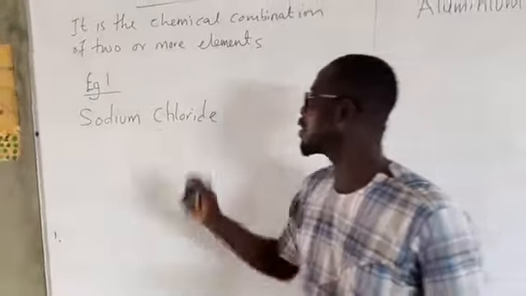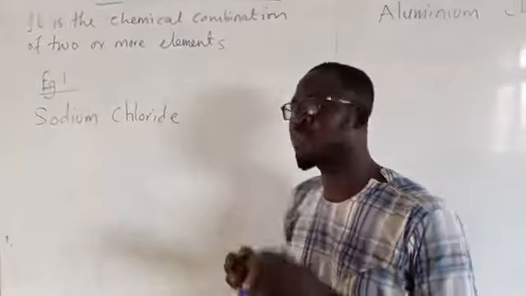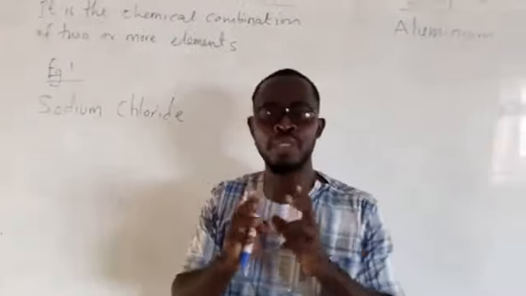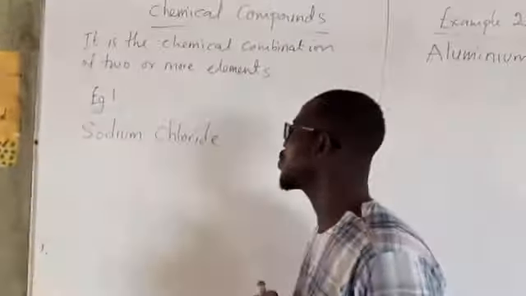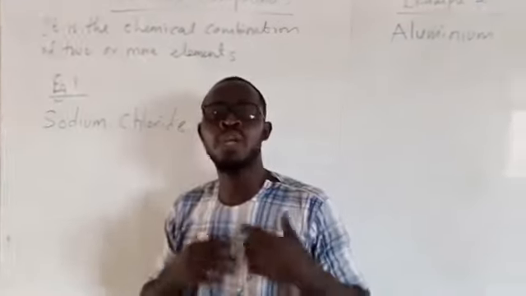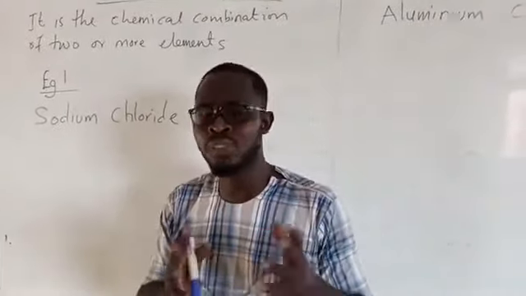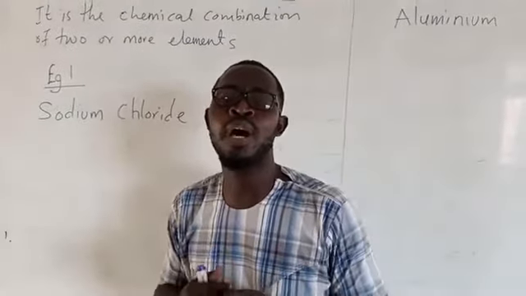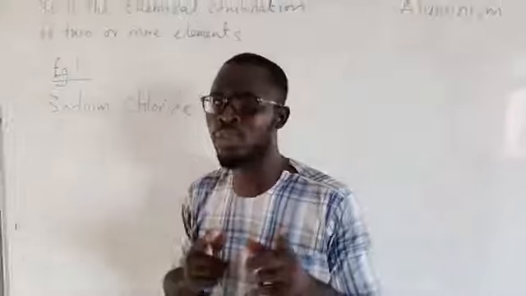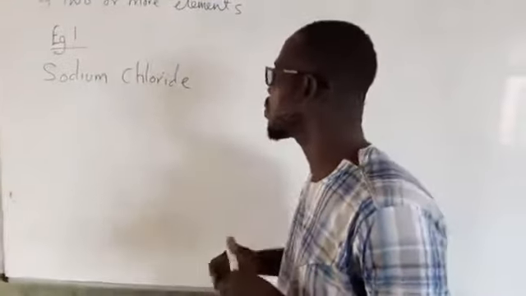today. So this is our first compound, sodium chloride. We would first have to know how to write it. So we're going to learn how to write sodium chloride. And sodium chloride is a very simple compound that is available. It's common salt, the one that we use to prepare our soup, stew. Yes, that is sodium chloride.